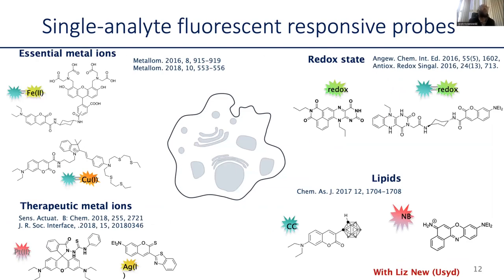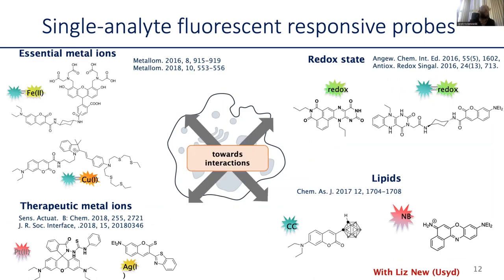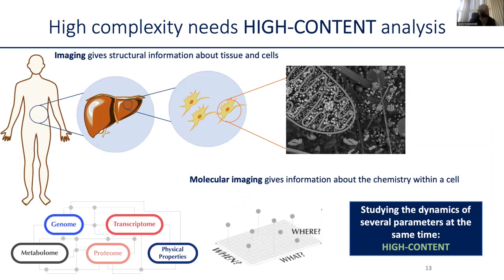So we've also worked before on multiple probes, and you can just see here some examples for the metal ions, redox state, lipids, and therapeutic metal ions. And we've published a series of papers on that before. But in recent years, we wanted to focus on not looking into a single analyte at a time, but looking into interactions between the analytes. And so why do we do that?